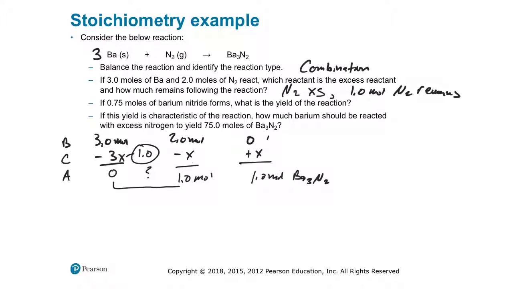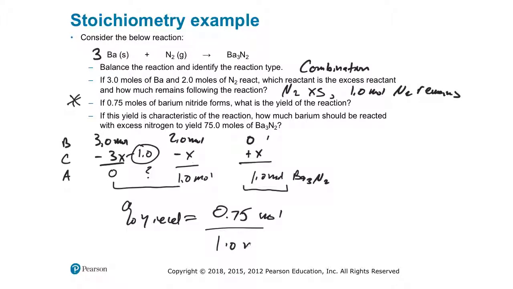Okay, why don't you try the next question and we'll wrap it up in a moment or two. Okay, the next problem says if 0.75 moles of barium nitride forms, what is the percent yield of the reaction? We should have formed a mole of barium nitride, and we only formed 0.75 moles. The percent yield would just be the 0.75 moles that we get, divided by the maximum yield we should have gotten, 1.0 mole, times 100%. So this is a 75% yield.